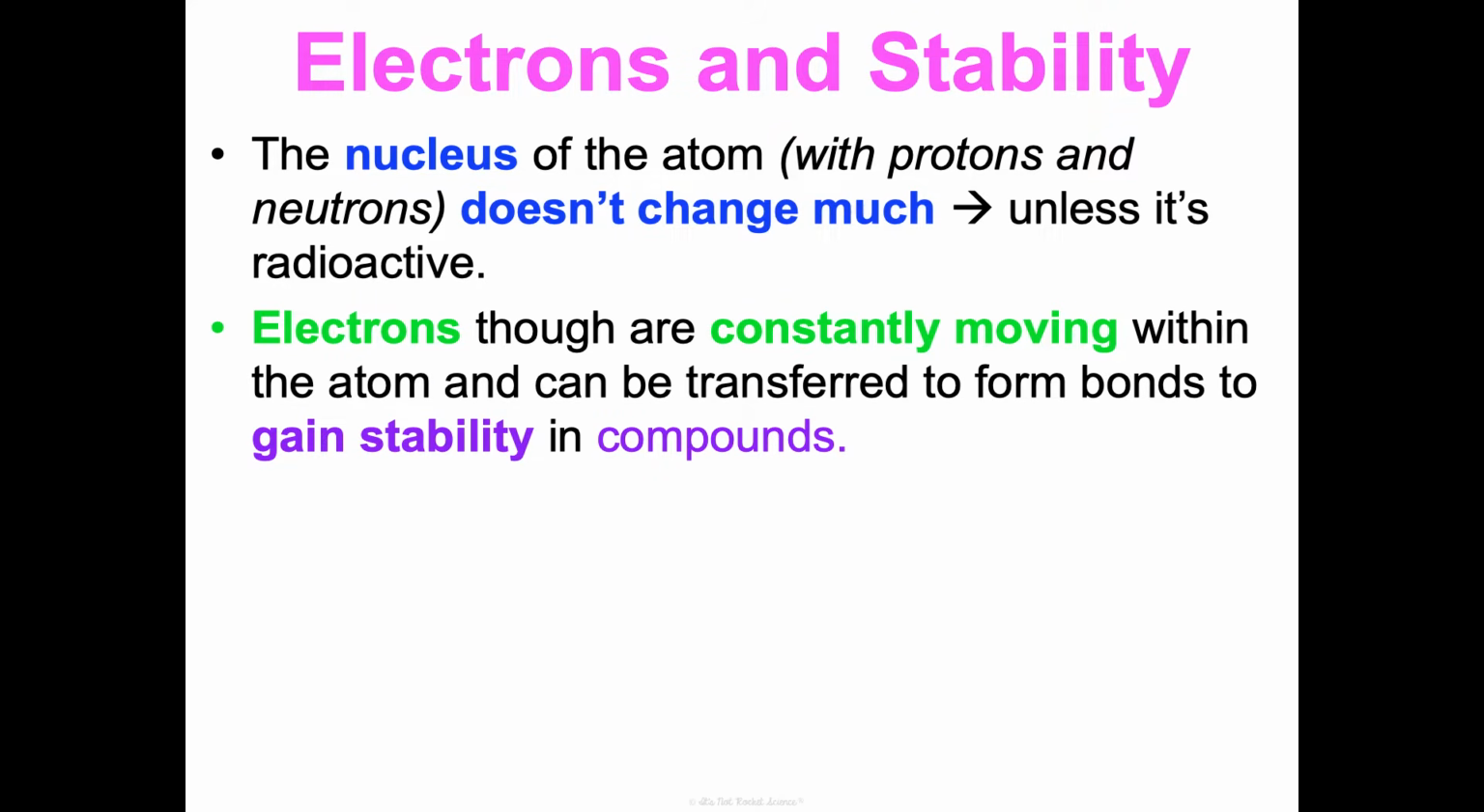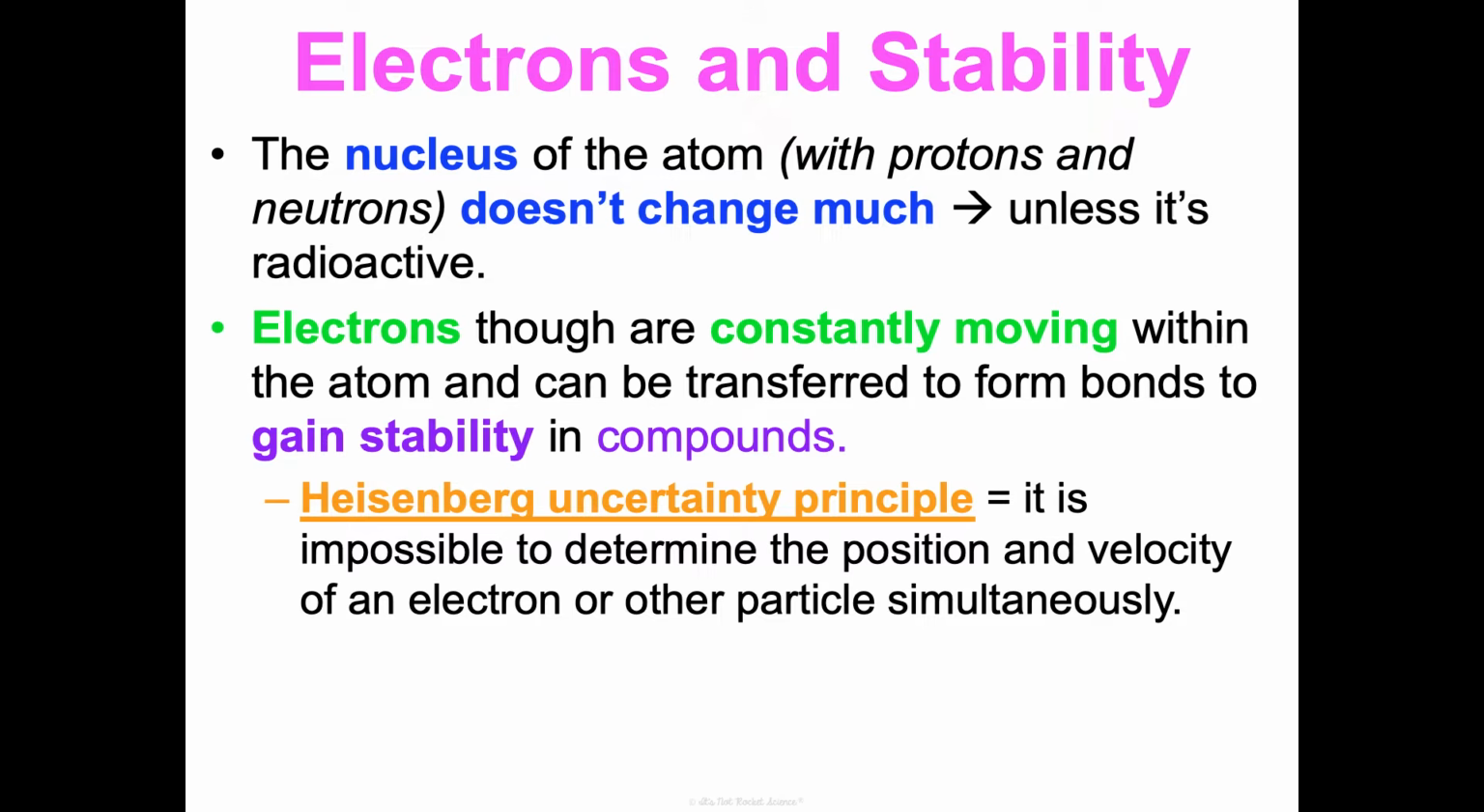Electrons, though, they're constantly moving within the atom. And so it's much easier to move electrons than it is to move protons or neutrons in order to change an atom. So what we see is that for an atom to become more stable, it will often transfer its electrons to form bonds by making compounds. So it's going to be transferred to form bonds to gain stability in the form of compounds. Now, I mentioned electrons are constantly moving. So that's where the Heisenberg uncertainty principle comes in.